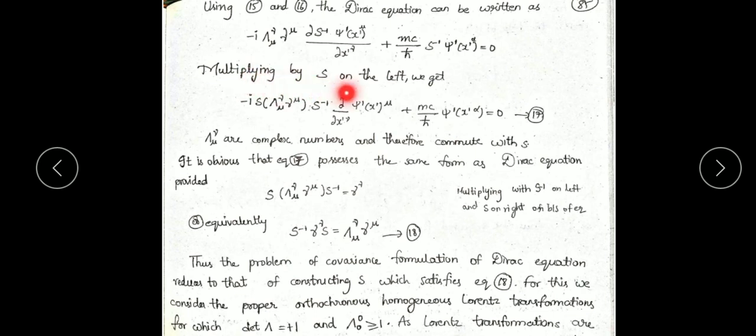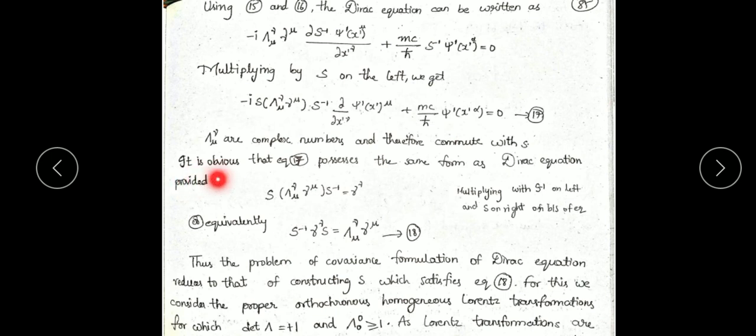Multiplying by S on the left, on both sides, here S inverse is there, so S into S inverse becomes I. So mc/ħ ξ'(x'^α) would remain, and here S inverse is taken out, ∂/∂x'^ν ξ'(x'^ν), and here S into this one would remain. So multiplying with S we would get this, and λ^μ_ν are complex numbers and therefore commute with S. So these λ's are complex numbers, so they would come out with S.